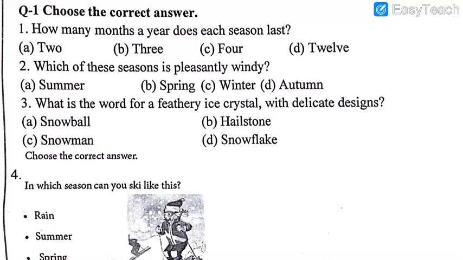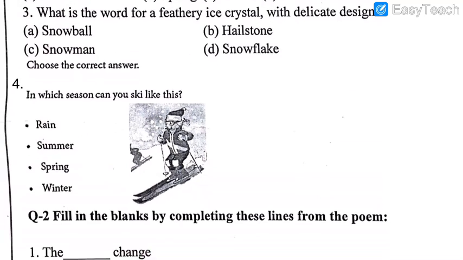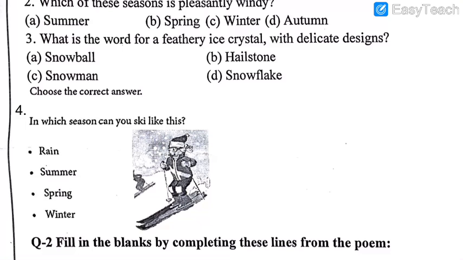And 0. Okay, and the last question for MCQ, which is based on the picture. Number 4. In which season can you ski like this? Like this means shown in the picture. Options: rain, summer, spring or winter. Which is the correct option? Try to select the correct one only.